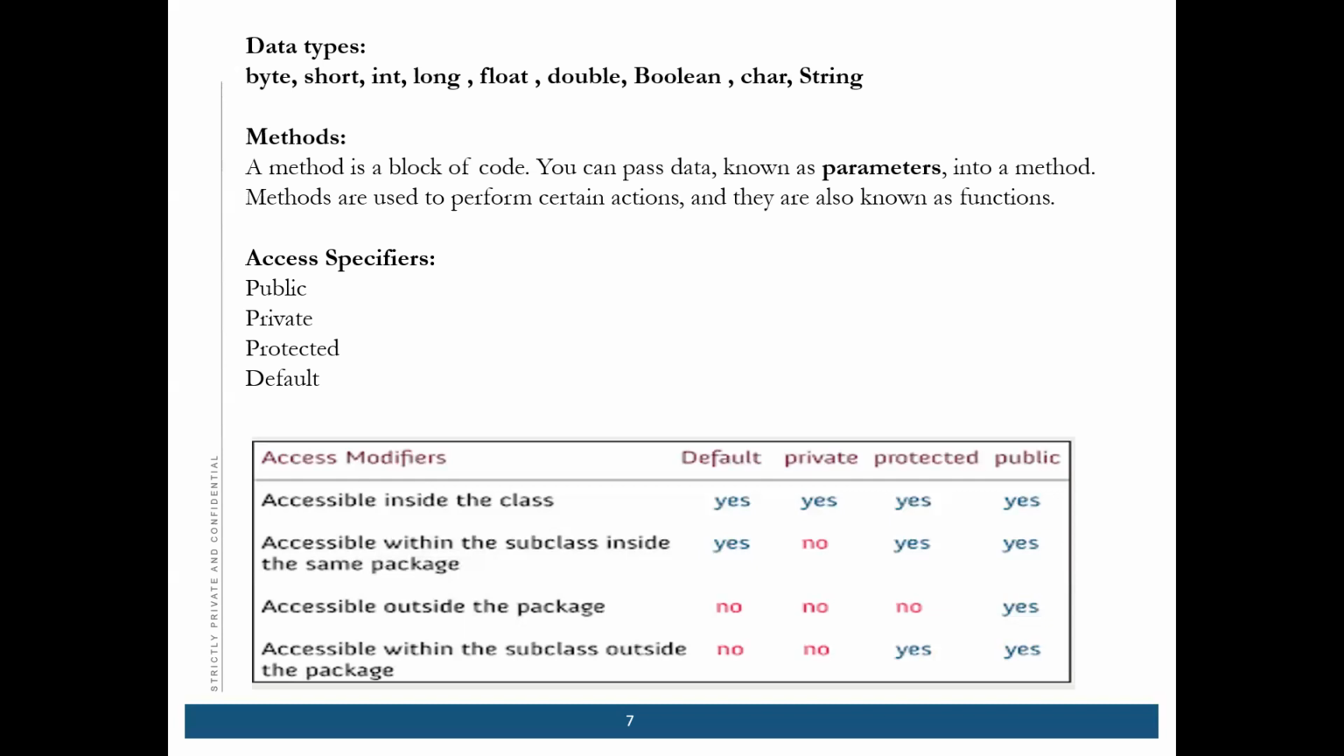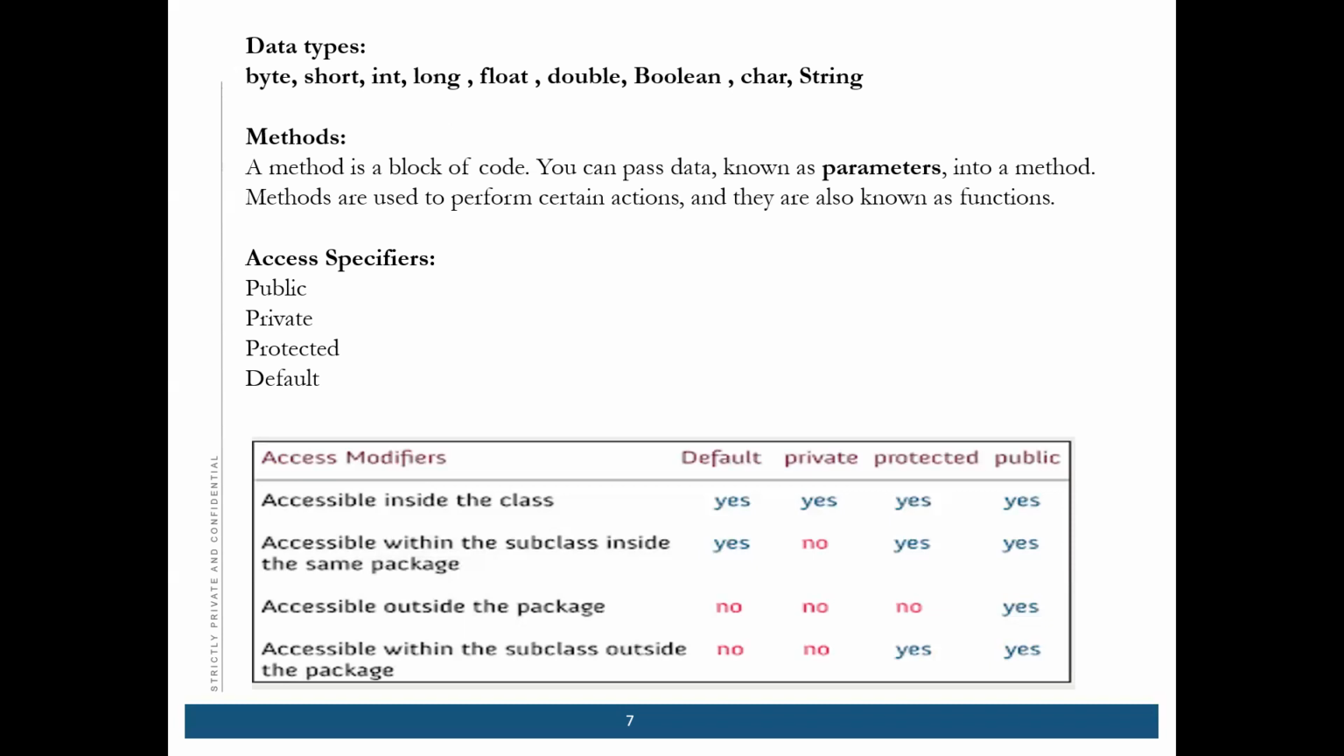Suppose addition, subtraction, or you wanted to do a Fibonacci series. You'll create one method for Fibonacci, and then you can call that method again and again at different stages of your program. So that's why a method is used, to reuse those blocks of code. Anywhere you are adding some numbers, you can call that method and then do your calculation.